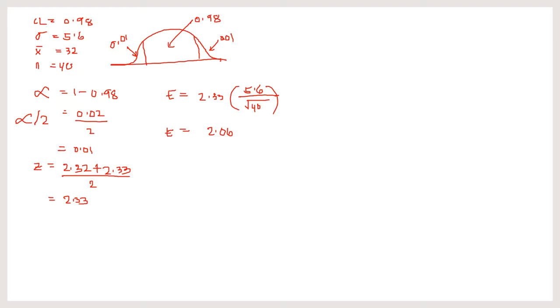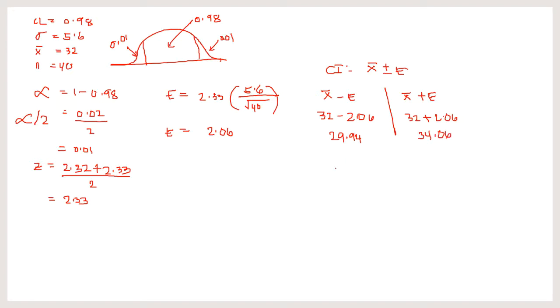After we have the margin of error, we can already solve for our confidence interval. Again, that is given by the mean plus or minus the margin of error. For the lower limit, we have the mean minus the margin of error, which is 32 minus 2.06. For the upper limit, we have 32 plus 2.06. So this is 29.94, and the other one is 34.06. So our confidence interval is from 29.94 to 34.06. This is now our confidence interval.